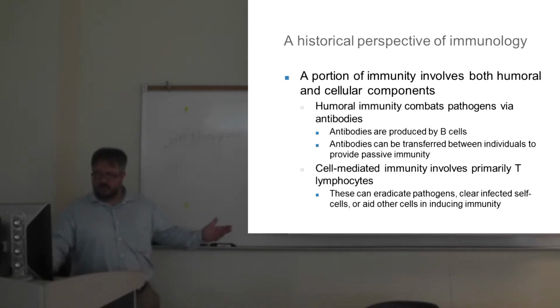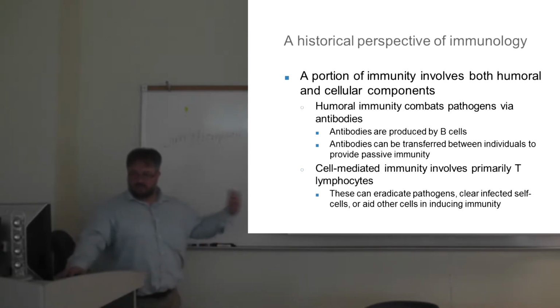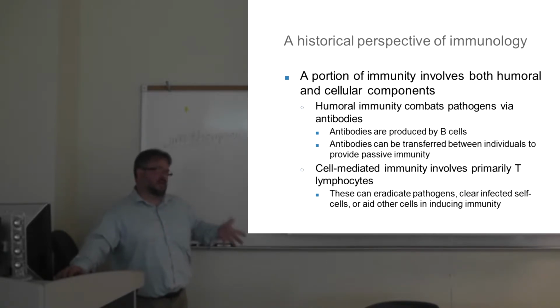So a portion of immunity involves both humoral or antibody responses and cellular components. Humoral immunity combats pathogens via antibodies. A lot of you know what antibodies are, right? And they're produced by B cells. Antibodies can be transferred between individuals to provide passive immunity. Babies get passive immunity from mom. They get antibodies from mom's milk. They're not making their own antibodies, but mom's got pretty good memory of what kind of pathogens are out there. She makes antibodies, the antibodies go into the milk, go into the baby, and help protect the baby.